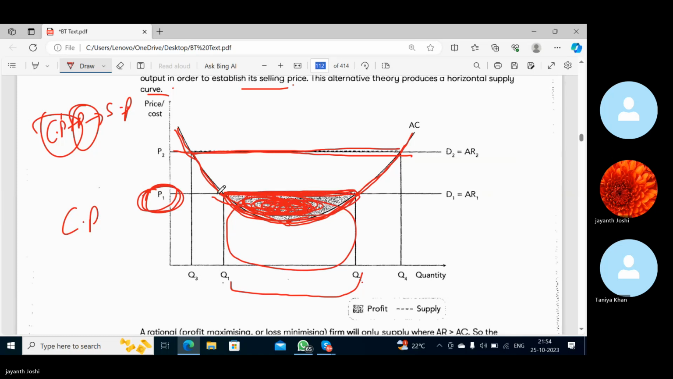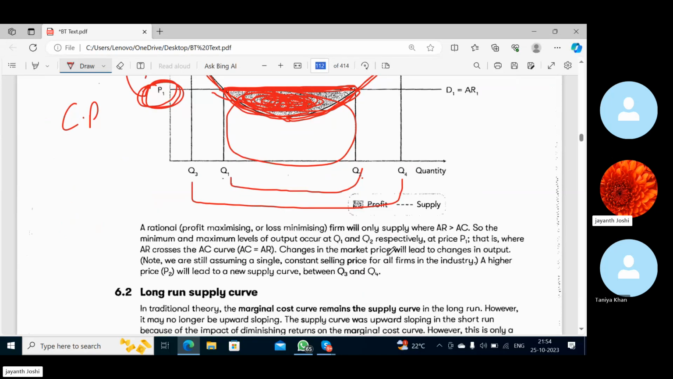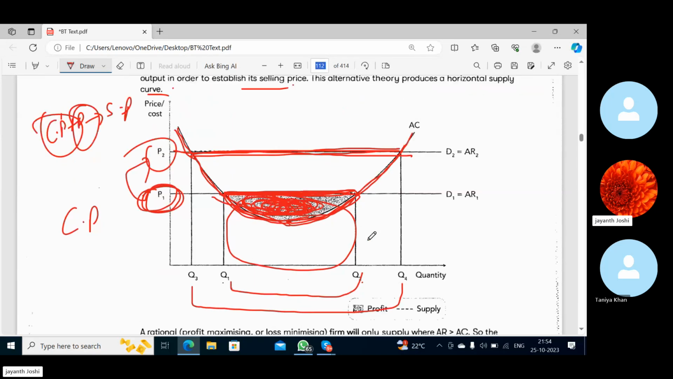Yes, sir. Yeah, if now the price has to change, the quantity supplied should also change from Q3 to Q4. They are ready to supply any number of units between these two at this price, because they'll make profits. And your average revenue should be more than your average cost. See, this is your AC and this is your AR. This part of the AR is your supply curve.